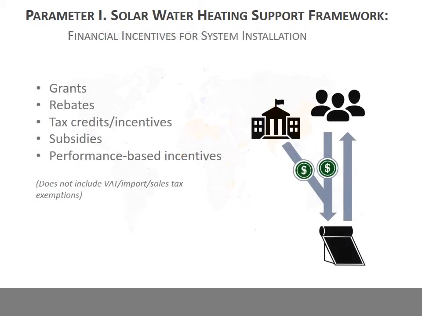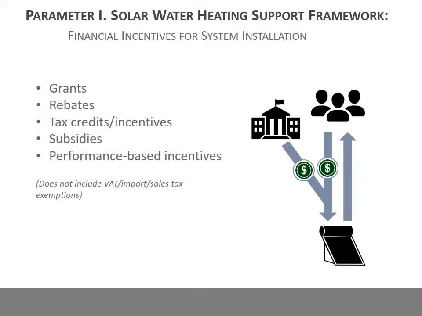target. Financial and fiscal incentives for solar water heating, such as grants and tax credits, are designed to improve the economic performance of solar water heating systems. For the purposes of the market readiness assessment, incentives are defined as direct cash payments like rebates, subsidies, or performance-based payments, or tax incentives such as tax credits and income tax deductions.